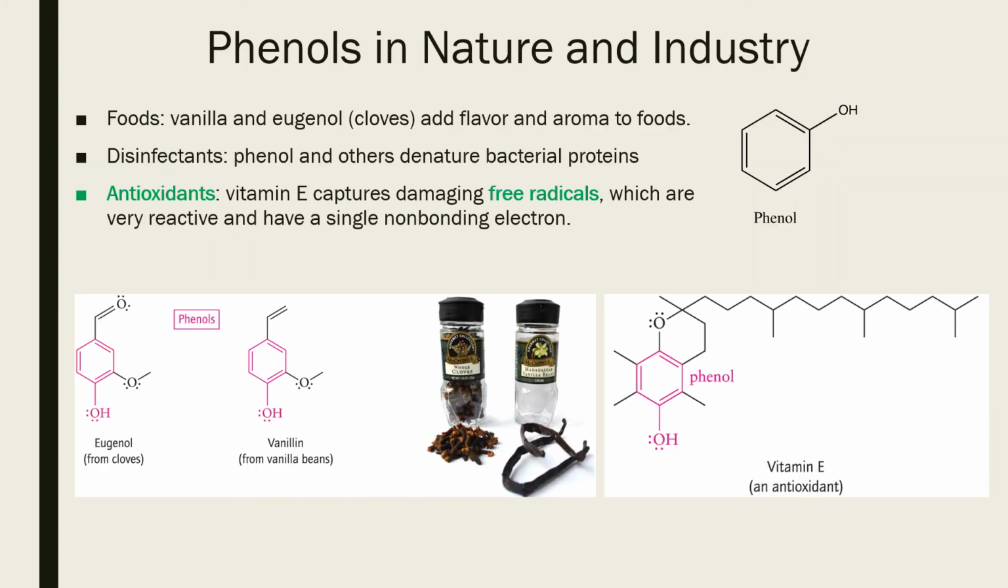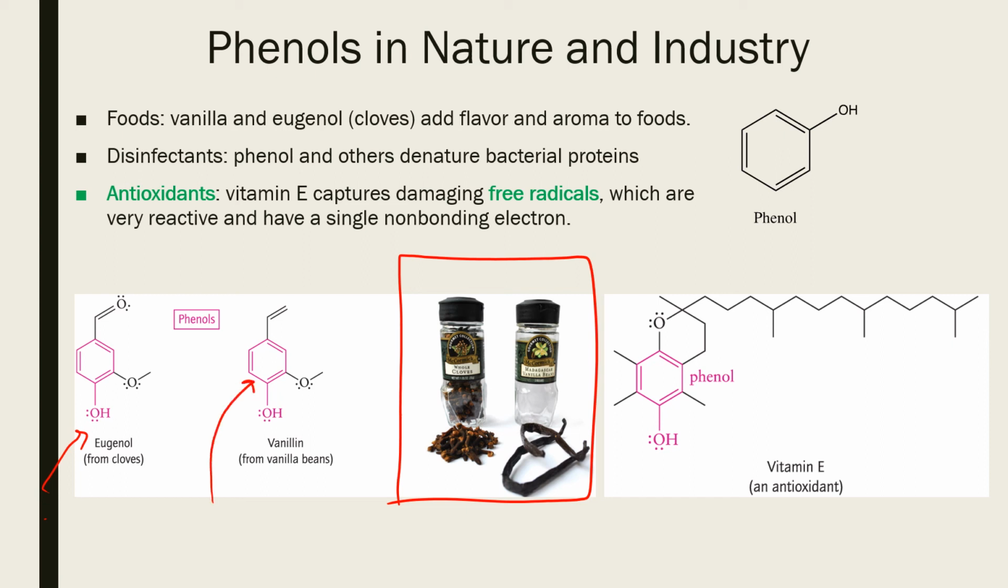Phenols are found in many compounds present in nature as well as in industry. For example, vanillin, the substance that gives vanilla its flavor, and eugenol, the fragrant substance in cloves, are examples of molecules which contain phenol functional groups. So the structure of eugenol from cloves is shown here, and the structure of vanillin, which is present in vanilla bean, and this compound gives the typical vanilla flavor, also contains the phenol functional group.